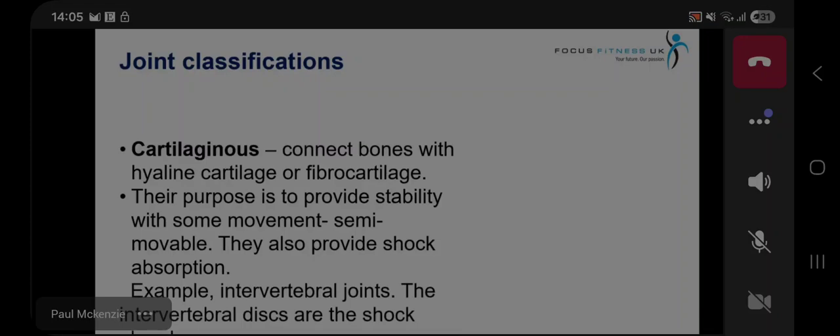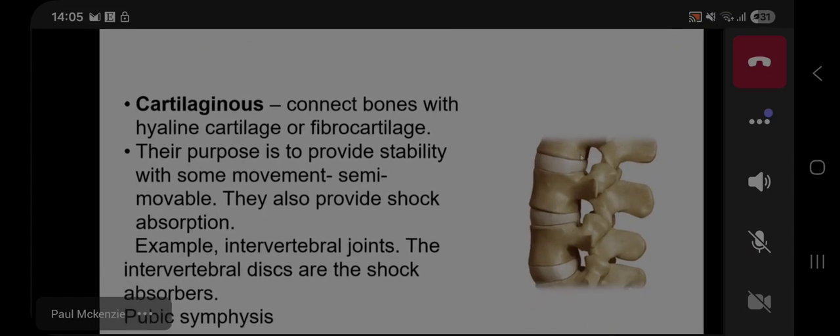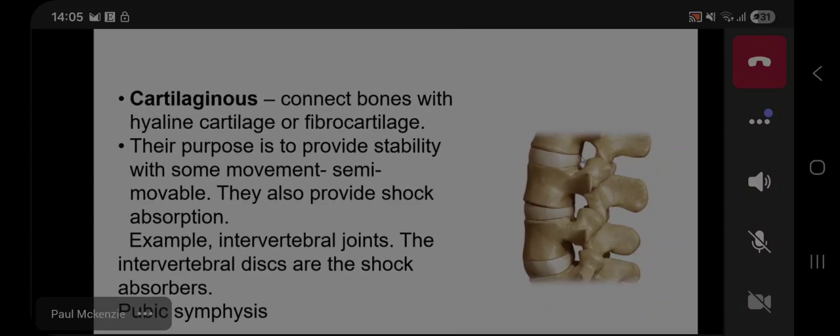Examples would be the intervertebral joints, in other words, the discs that are in between your vertebrae. Remember that inter means between, and vertebral refers to the vertebrae. The intervertebral discs act as shock absorbers. For example, here is a representation of one, two, three, four lumbar vertebrae, and these are your intervertebral discs. The outer surface is made mostly from cartilage. So this is an example of a cartilaginous semi-movable joint.